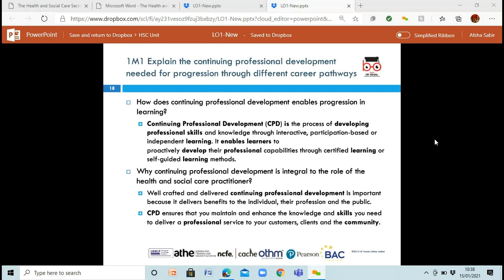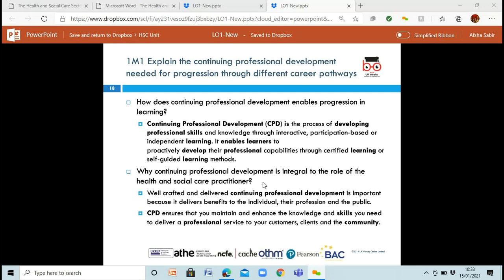Then we've got something called participation-based learning. So this is where you're actually participating in certain things, either attending classes or courses or trainings. So you're attending certain things. And then we've got independent learning. Now, this is where you actually set your own goals and where you monitor and evaluate your own academic learning. So CPD is done in three different ways. There's a million things that come underneath this.